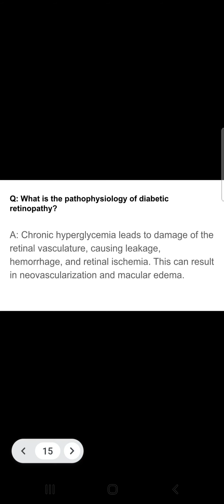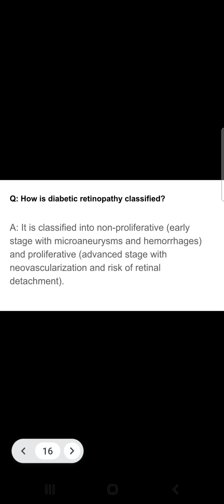How is diabetic retinopathy classified? Answer. It is classified into non-proliferative, which is early stage with microaneurysms and hemorrhages, and proliferative, which is advanced stage with neovascularization and risk of retinal detachment.